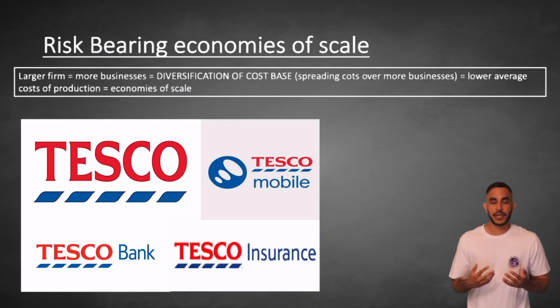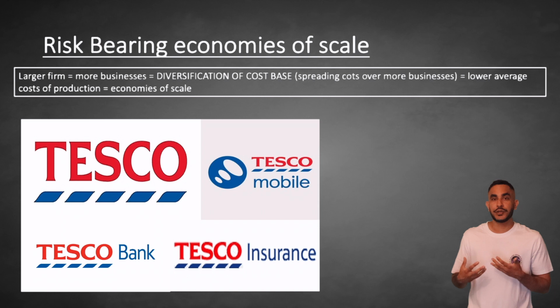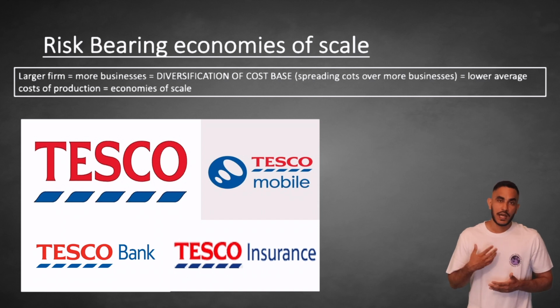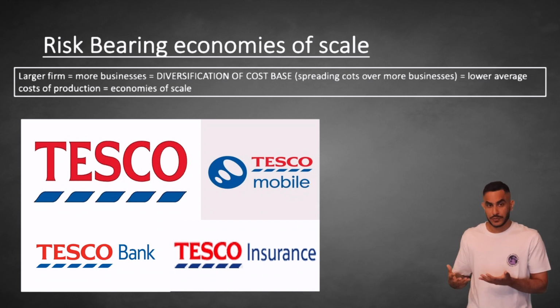Risk-bearing economies of scale is where firms produce more than just one type of good or service. Therefore, if the cost of producing one good rises, they can reduce costs in producing other goods and services, and therefore their average cost of production will fall.